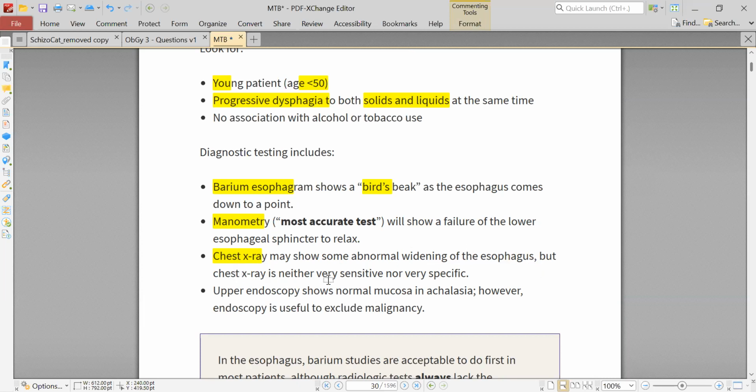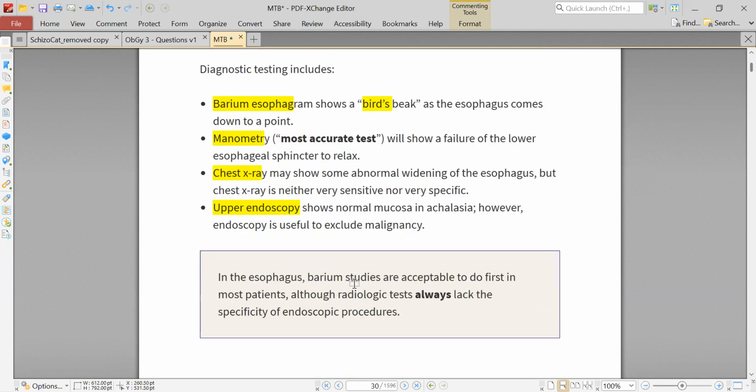But chest X-ray is neither very sensitive nor very specific. A normal upper GI endoscopy will show a normal mucosa in achalasia. However, endoscopy is important to exclude malignancies. In the esophagus, barium swallow is acceptable to do first in most patients, although radiological tests always lack the specificity of endoscopic procedures.